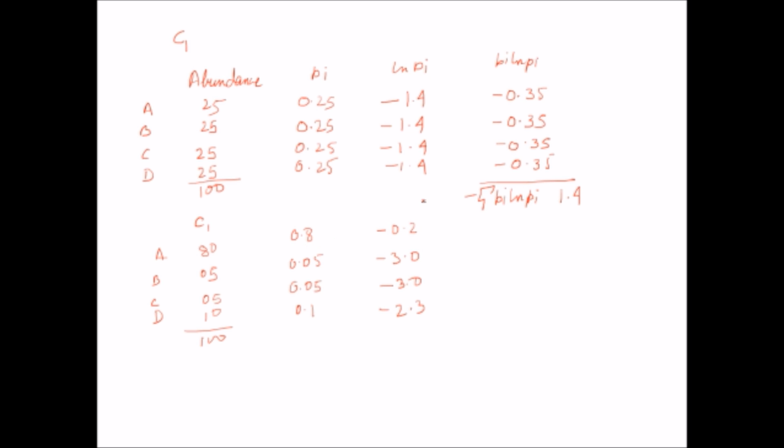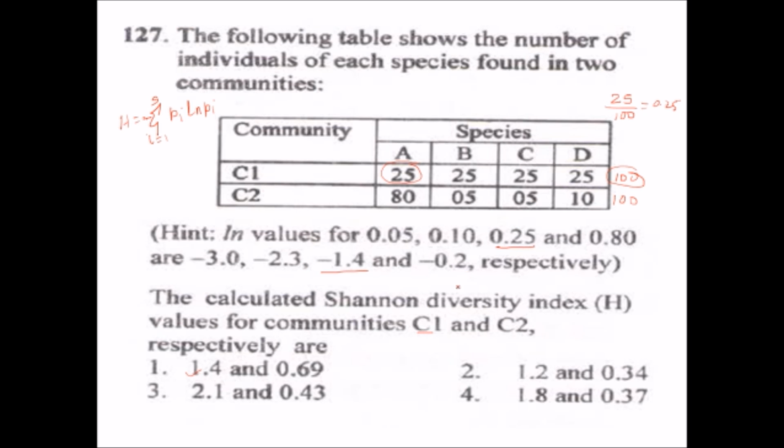Now when we multiply Pi into log Pi, it will be minus 0.16, minus 0.15, minus 0.15, and multiplying 0.1 into minus 2.3 will be 0.23. And the negative sum of this Pi into log Pi will be what? It will be 0.69. Very simple question was that, but we only needed to know the formula. So the answer will be number 1.